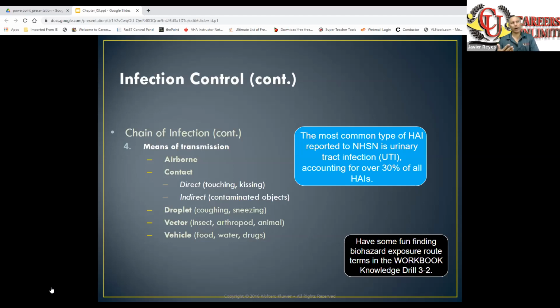We require N95 masks to control this. That's why I always wondered when they were saying COVID-19 is a droplet. Well, in that case, we just need a cloth mask, right? But no, in the facilities, they make us wear N95s, which are special masks. They have a special filter to make sure that organism doesn't make it into me and then into others, and I'm going to carry it around. So N95 masks are needed for airborne.